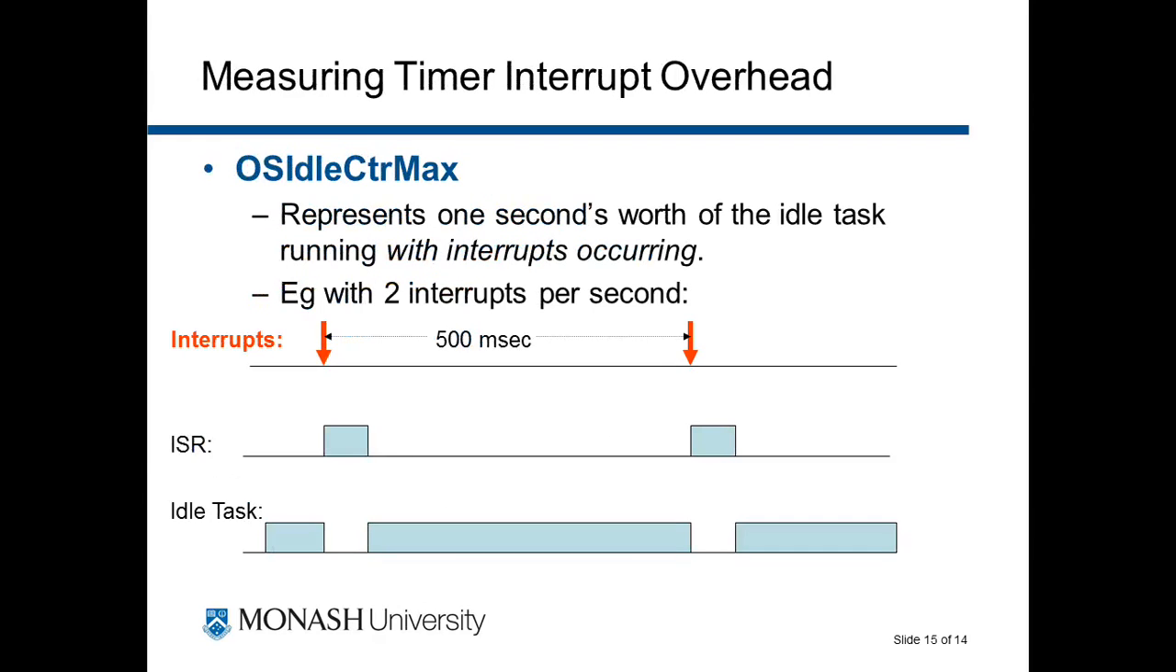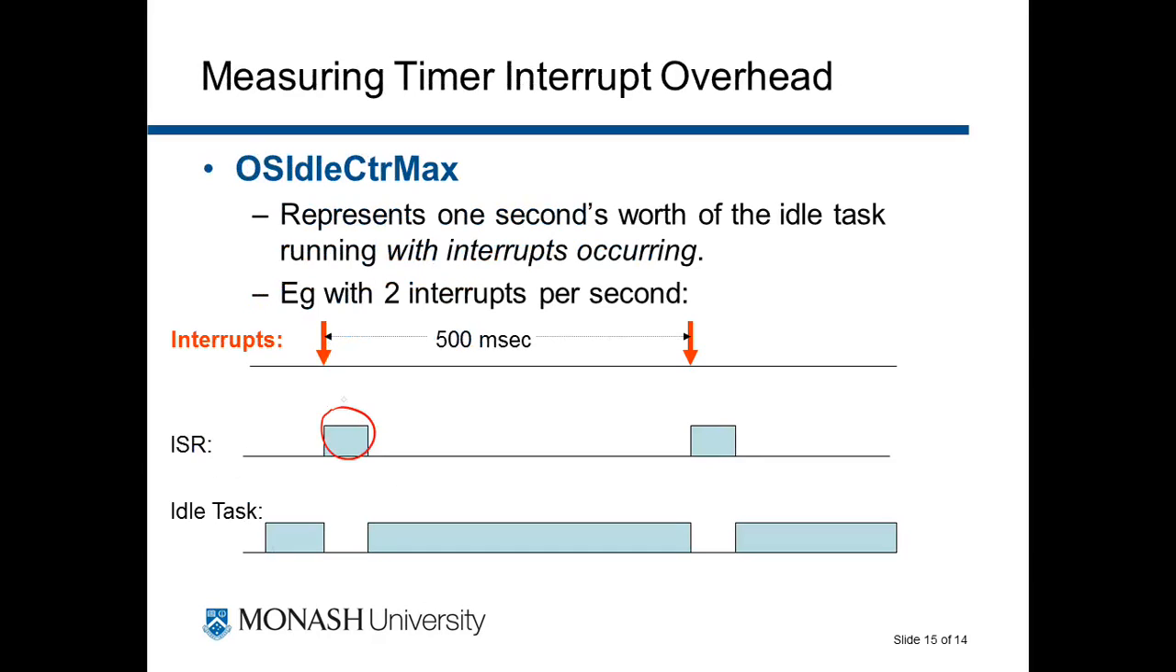Okay, so if we want to actually measure the timer interrupt overhead, note that your interrupt service routine takes some time of your CPU as well. So if I have my interrupt service routine, and here I've got an idle task running with 2 interrupts per second, so I've got 500 milliseconds between interrupts. You can see that my idle task isn't actually counting every clock cycle. It's missing when there's a running interrupt service routine.